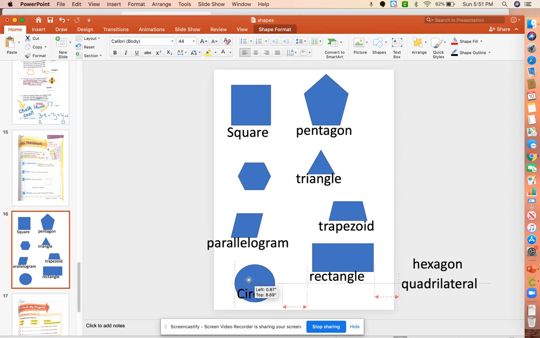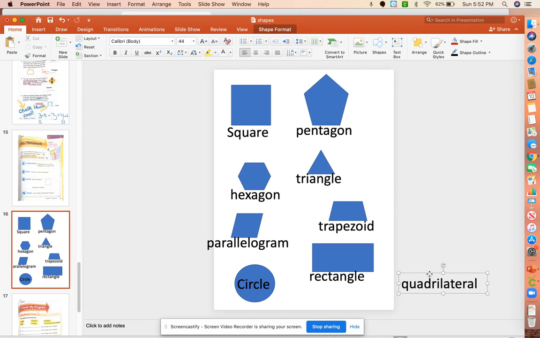Next, you all better know what that circle is. Point to that circle, please. And the circle has no sides and no angles. We have 2 words left and only 1 shape left. So, hexagon is a word and quadrilateral. Remember, hexagon is a word that we use that has 6 sides. Let's check this. 1, 2, 3, 4, 5, 6. So this picture that we have left is called a hexagon.